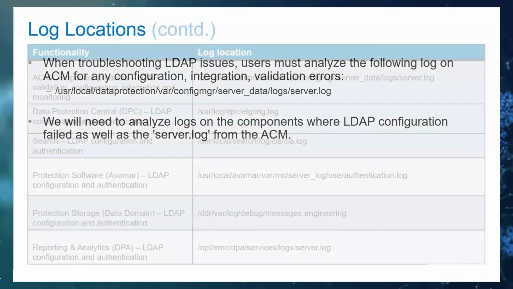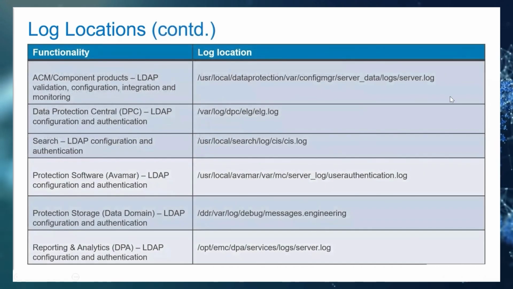All right, and here are the log locations. On ACM, we have the server.log. On Data Protection Central, we have elg.log. This is the whole path that's provided here. We have Search, which has sys.log. Protection Software has your user authentication.log, and there are some instances where you can find some details in mcserver.log.0 as well, which is in the same location. For your Protection Storage or Data Domain, you can review the messages.engineering log, and you will need bash access for that, so be aware of that. And DPA, lastly, you can see the server.log, which is in the /opt/emc/dpa/services/logs directory.